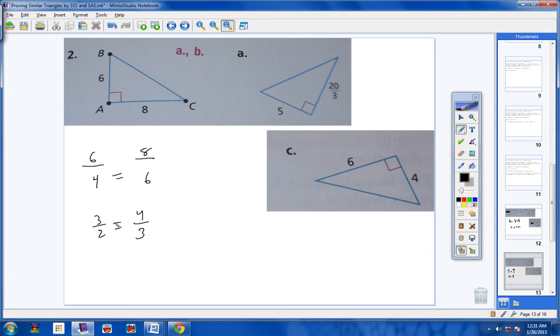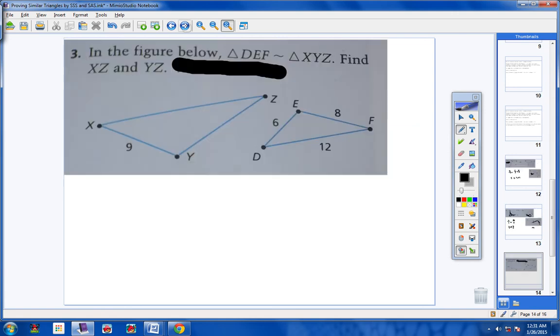These two fractions are not equal. So even though I have congruent angles right here, the including sides are not proportional, so no, letter C would not be similar to triangle ABC. Alright, moving on to number 3. Now, in the figure below, they tell you DEF is similar to XYZ. Find XY and YZ. Okay?